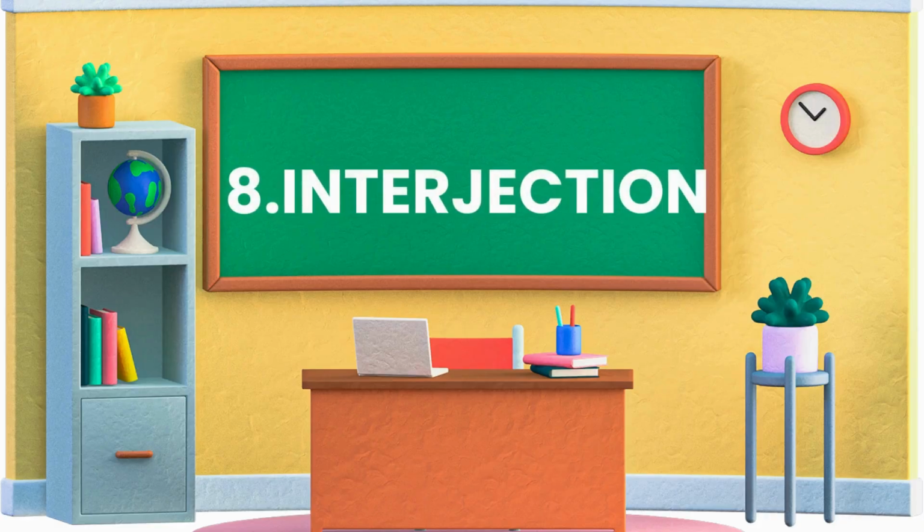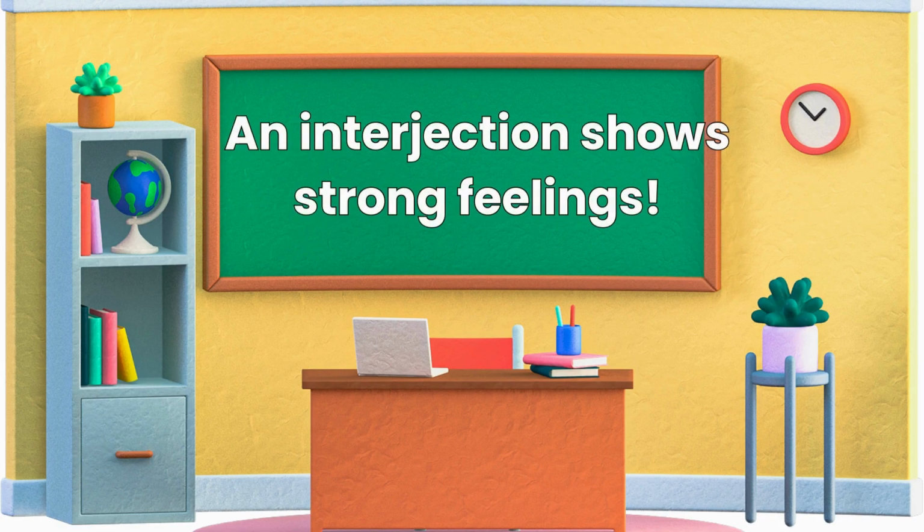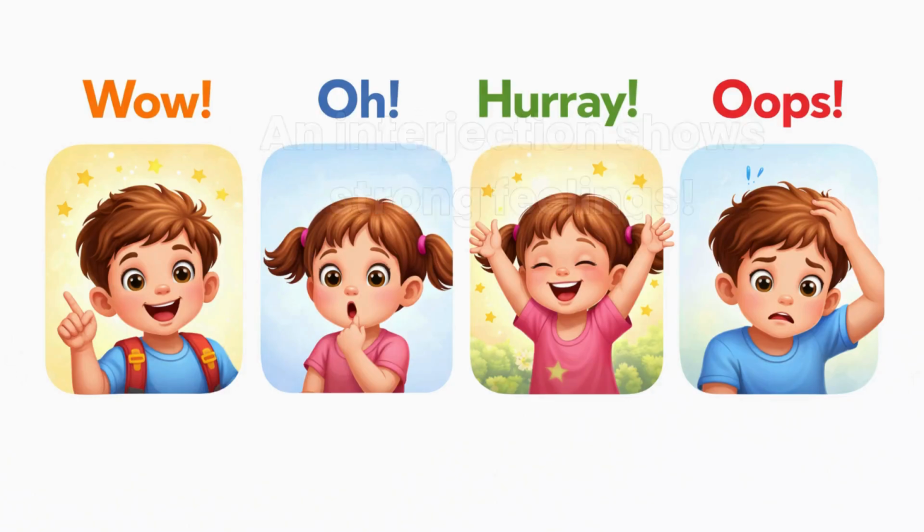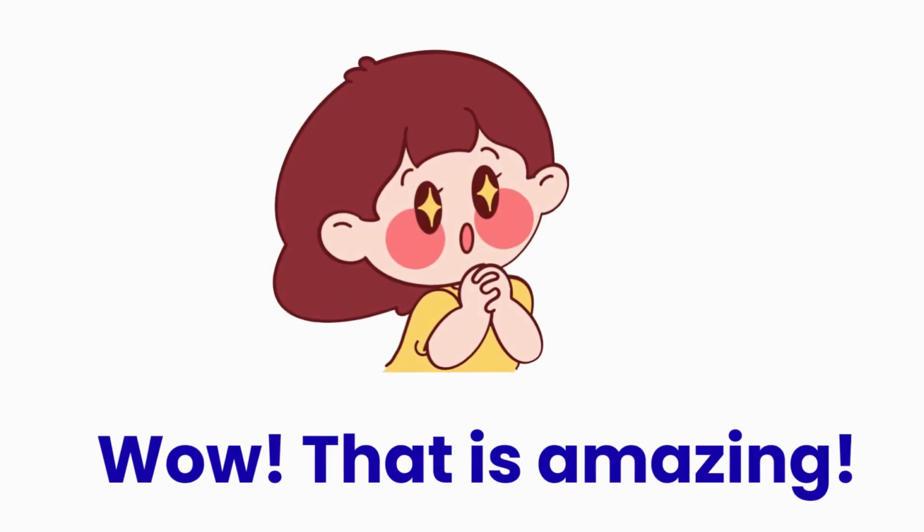Eighth one, interjection. An interjection shows strong feelings. Example: wow, hurray, oops. Example of sentence: wow, that is amazing.